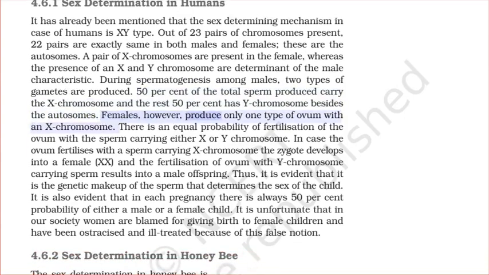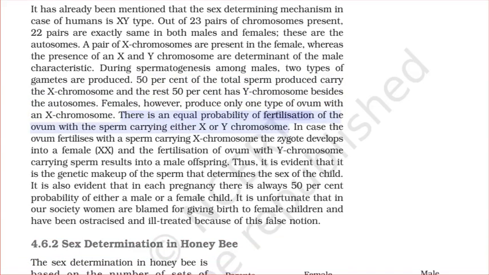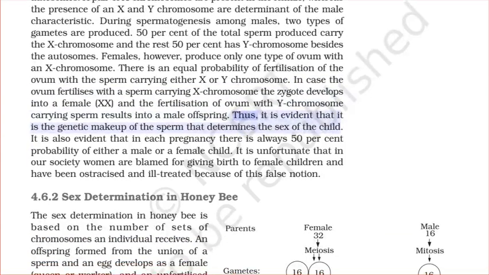Females, however, produce only one type of ovum with an X chromosome. There is an equal probability of fertilization of the ovum with the sperm carrying either X or Y chromosome. In case the ovum fertilizes with a sperm carrying X chromosome, the zygote develops into a female XX, and the fertilization of ovum with Y chromosome-carrying sperm results in a male offspring. Thus, it is evident that it is the genetic makeup of the sperm that determines the sex of the child.